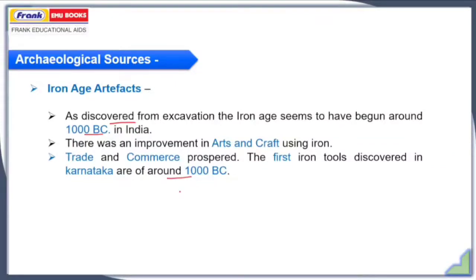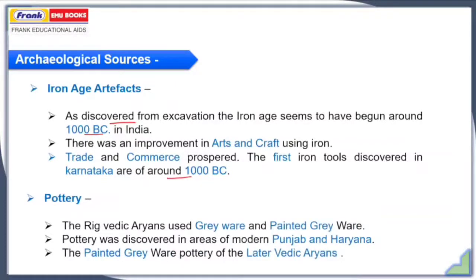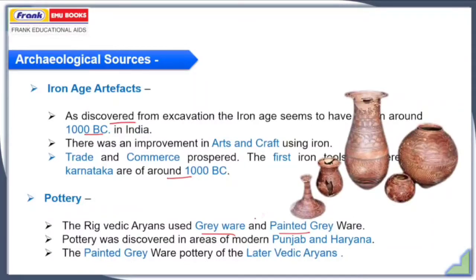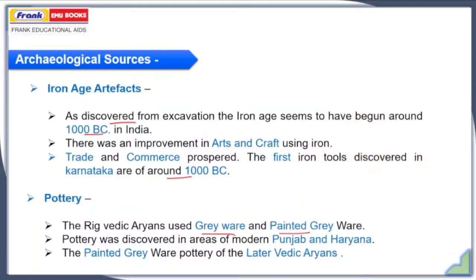Now apart from that, we have a different kind of pottery, which is a distinct Vedic age pottery. You can say the Rig Vedic Aryans used greyware and painted greyware pottery. You can see on the screen the image resembling the Vedic age pottery. Pottery was discovered in the areas of modern Punjab and Haryana, the painted greyware pottery of the later Vedic Aryans. These potteries were so crucial in discriminating between the Harappan civilization and the Vedic civilization, because only after discovering the pottery did we come to the conclusion that these two civilizations are not the same. They are distinctive, they are different in nature.